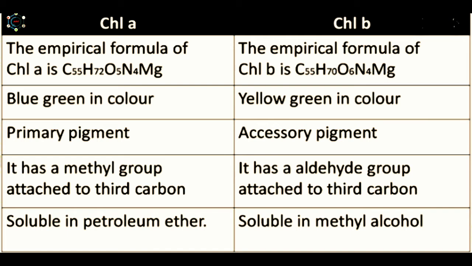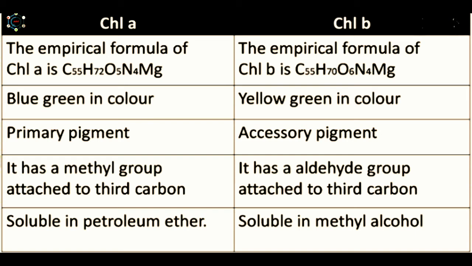Now, what are the main differences between chlorophyll A and chlorophyll B? The empirical formula of chlorophyll A is C55H72O5N4Mg, while the chlorophyll B empirical formula is C55H70O6N4Mg. Chlorophyll A is blue-green in color, while chlorophyll B is yellow-green in color. Chlorophyll A is the primary pigment, while chlorophyll B is the accessory pigment. Chlorophyll A has a methyl group attached to the third carbon, while chlorophyll B has an aldehyde group attached to the third carbon.